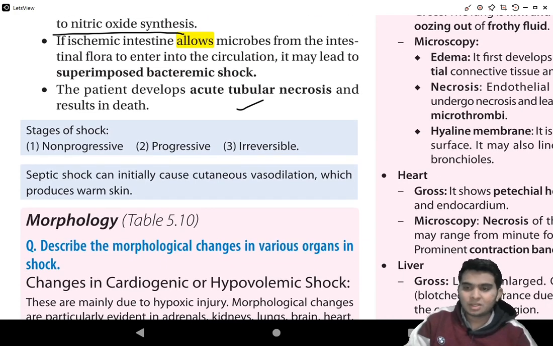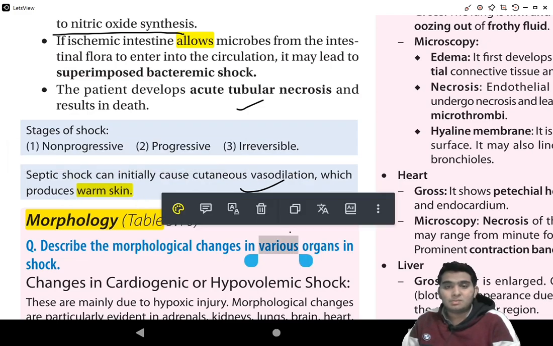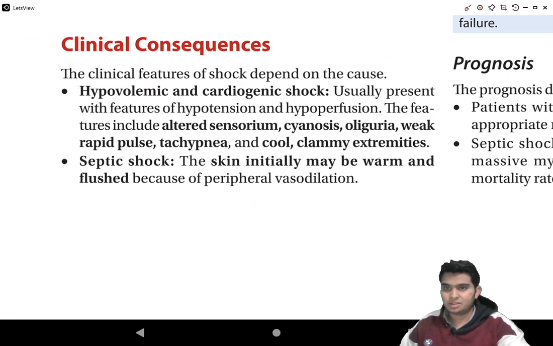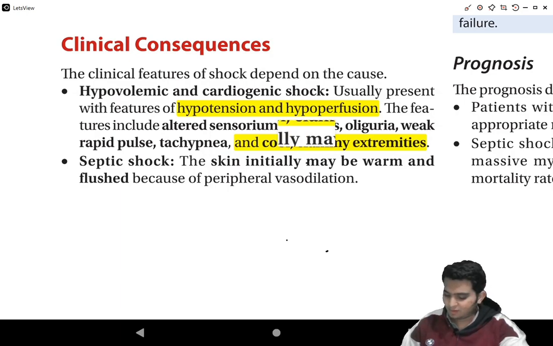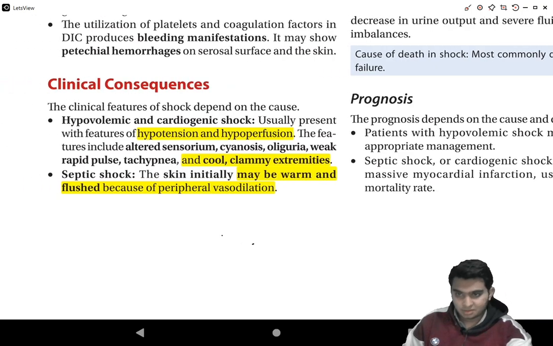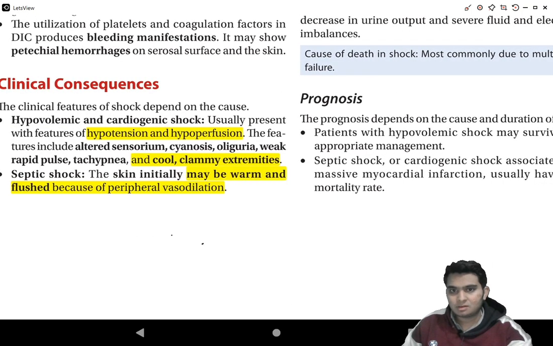Now here you have to remember a point. For diagnostic purposes, remember that septic shock can initially cause cutaneous vasodilation, which produces warm skin. So now let's talk about the clinical consequences of shock. Hypovolemic and cardiogenic shock usually present with features of hypotension and hypoperfusion. The features include altered sensorium, cyanosis, oliguria, weak rapid pulse, tachypnea, and cool, clammy extremities. And in septic shock, the skin may initially be warm and flushed because of peripheral vasodilation. So these features can be useful for diagnosis in clinical cases: in hypovolemic and cardiogenic shock there are cool, clammy extremities, while in septic shock there will be warm and flushed skin due to peripheral vasodilation.